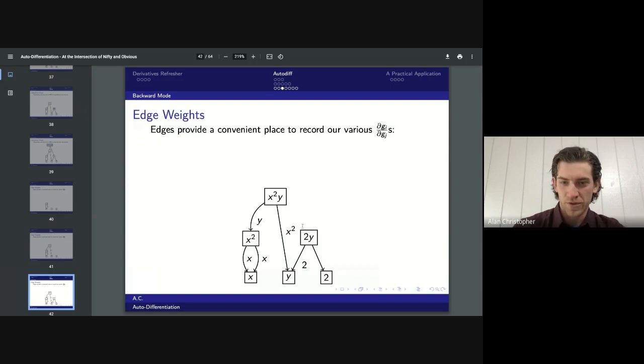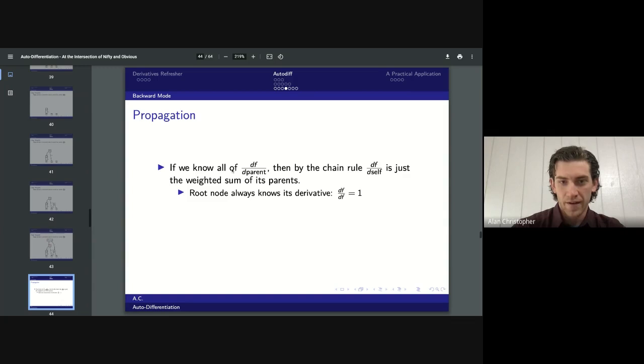Similar rules here for the rest of the graph. For 2y, the 2 is going to move over to the other edge. And with the sum, the partial derivative of x plus y with respect to x is 1. Partial derivative of x plus y with respect to y is also 1. If we actually look at the multivariate chain rule carefully, we'll notice that if we know df/d(parent) for all of our parents, then we can calculate df/d(self) by taking a weighted sum of df/d(parent), weighted by all of our various edges. And we also always know the derivative of the root node, df/df, is always 1.